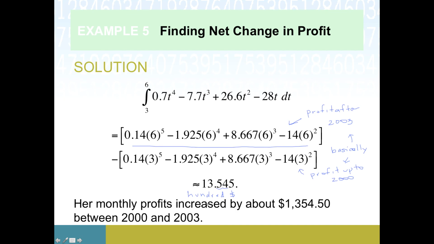So that concludes 5.3. And we'll come back in 5.4 with some more great applications of the fundamental theorem of calculus. See you then.